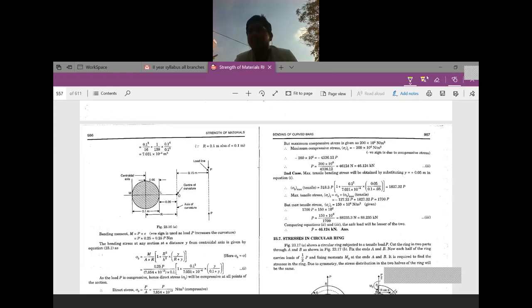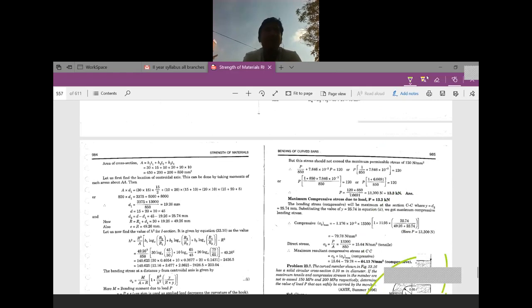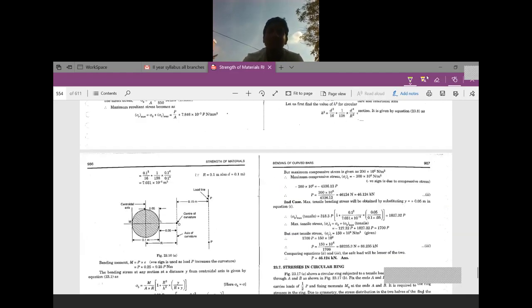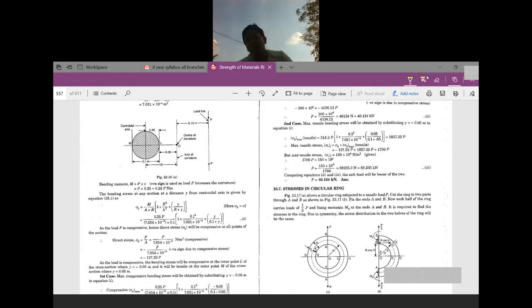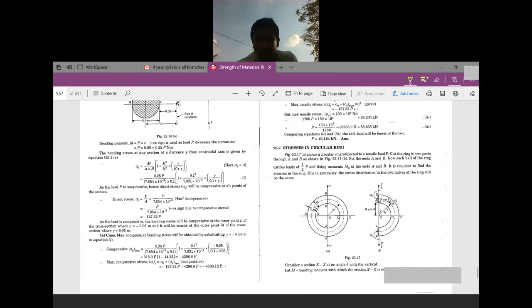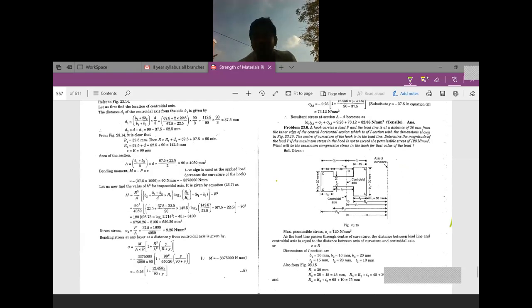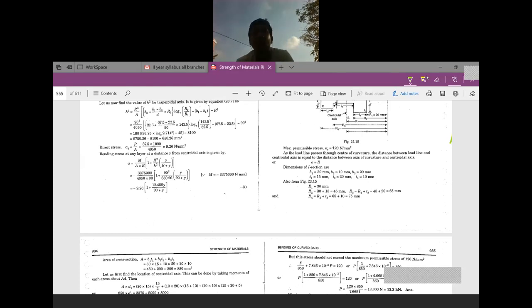Okay, before coming to the next class, just go through those derivations: the Winkler-Bach formula, the formula for h square for rectangular section, circular section, and trapezoidal section, and solve those three problems which I have explained. I think you have the soft copy. Otherwise, I will send the PDF textbook to your WhatsApp numbers, or post it in your group. Just go through it, solve those problems. If you have any doubt, you can ask me in tomorrow's class.